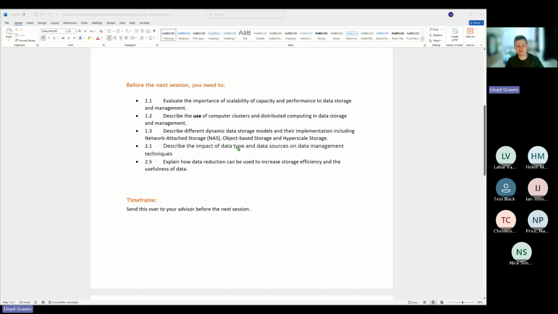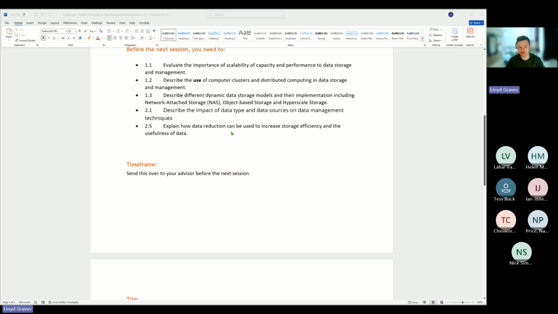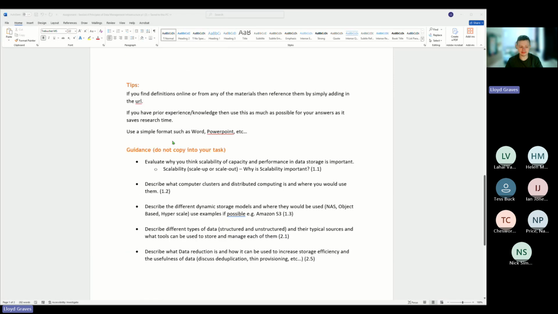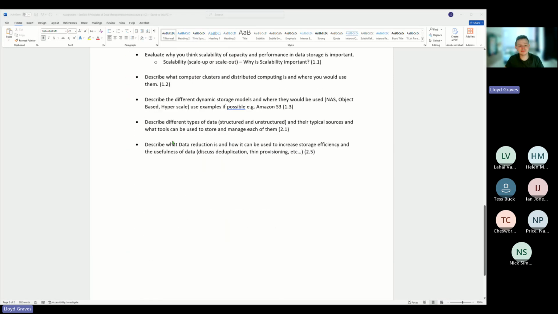2.5. So it's explaining how data reduction can be used to increase storage efficiency and usefulness of data. Again, this is another one where you just need to make sure you're answering the actual criteria that's on here, because what a lot of people tend to do is they will tell me lots of interesting information about data reduction, which is fantastic, and I like to see, but they don't write anything about how it increases storage efficiency and usefulness of data. So obviously, best way to answer this, the way I've written out the question is describe what data reduction is and how it can be used to increase storage efficiency and usefulness of data.